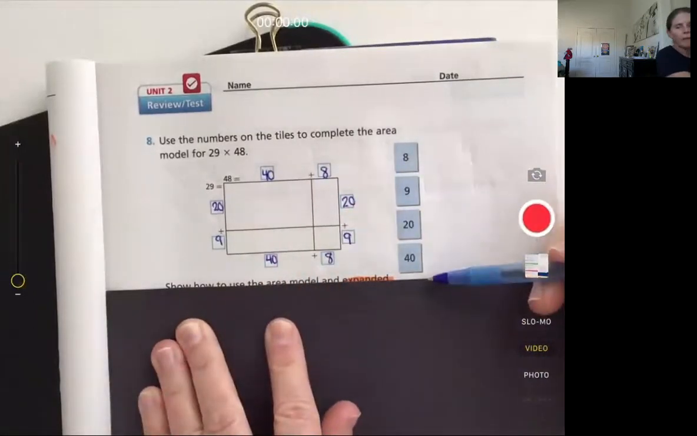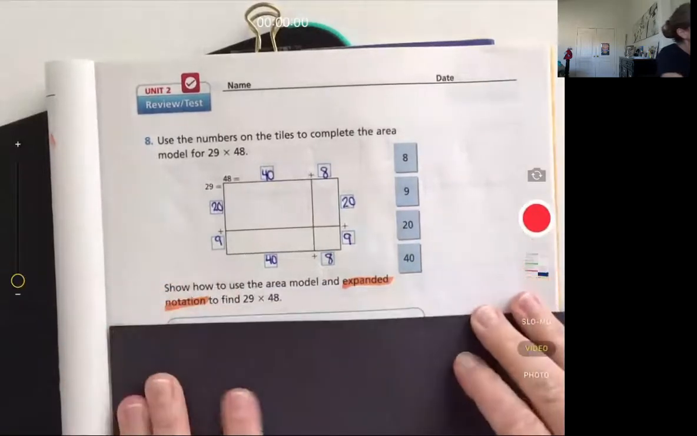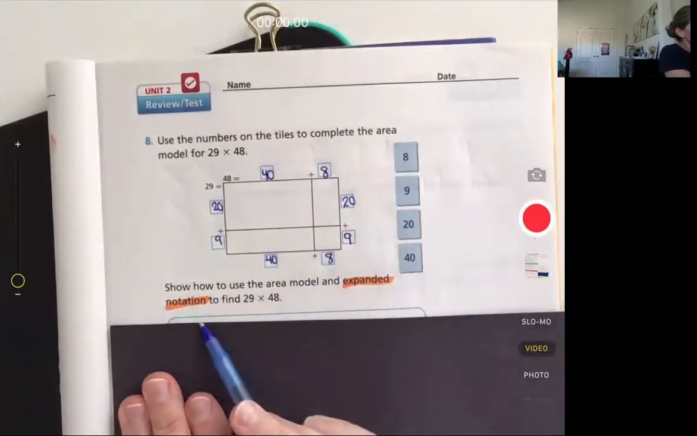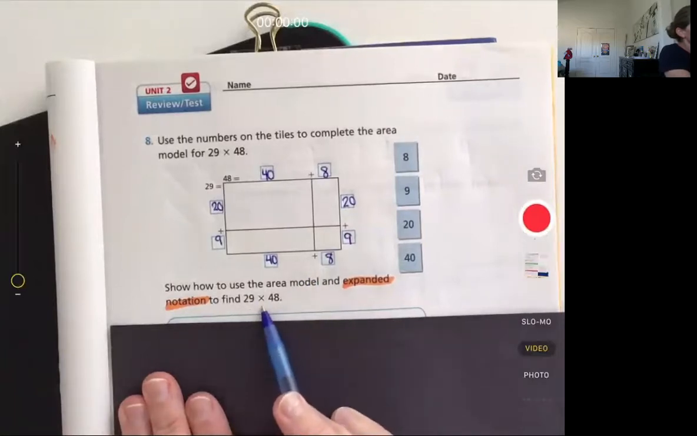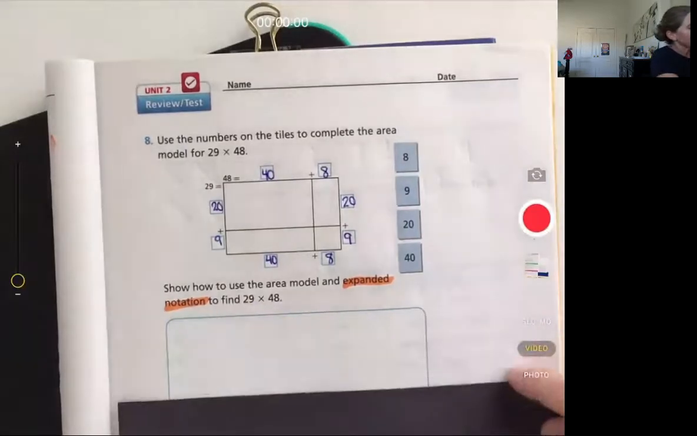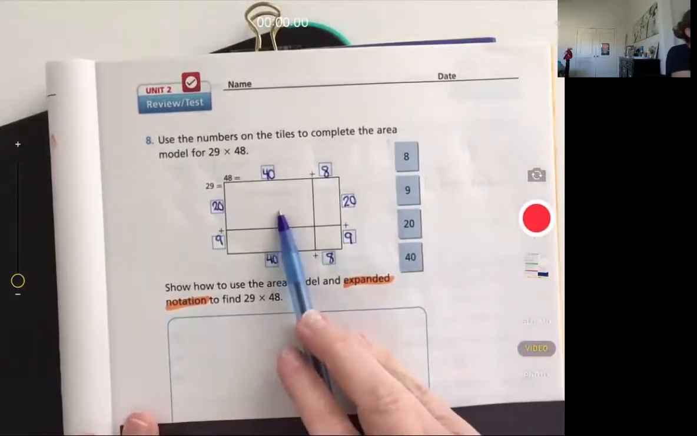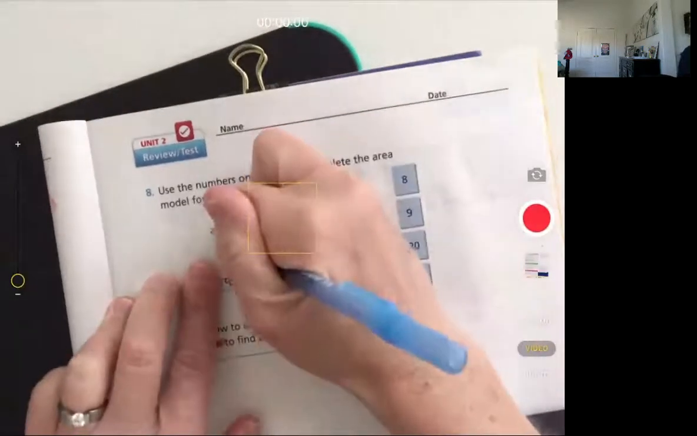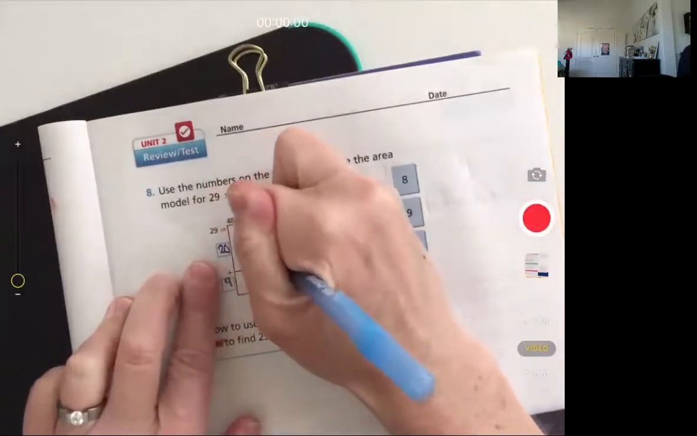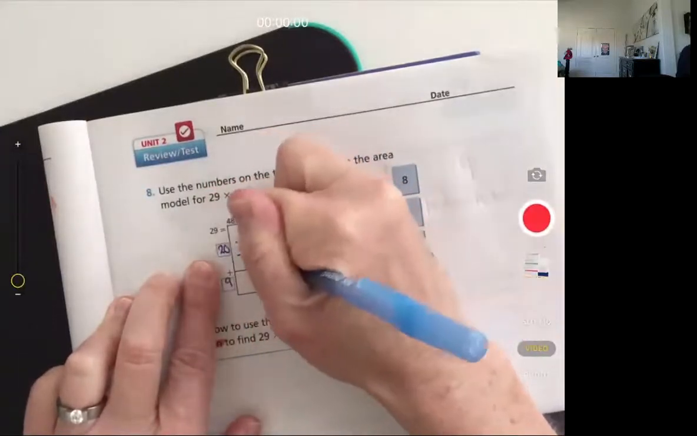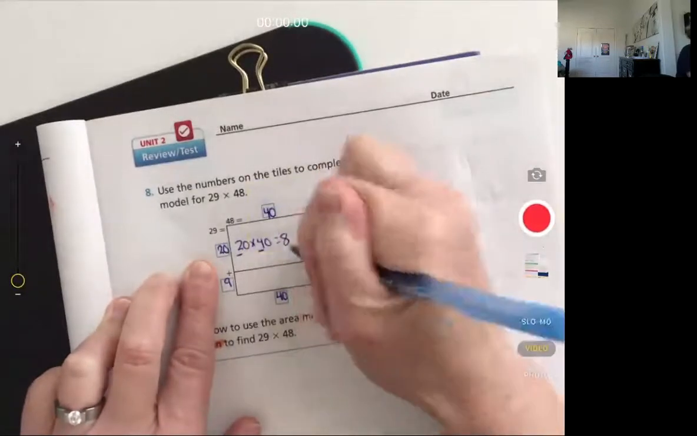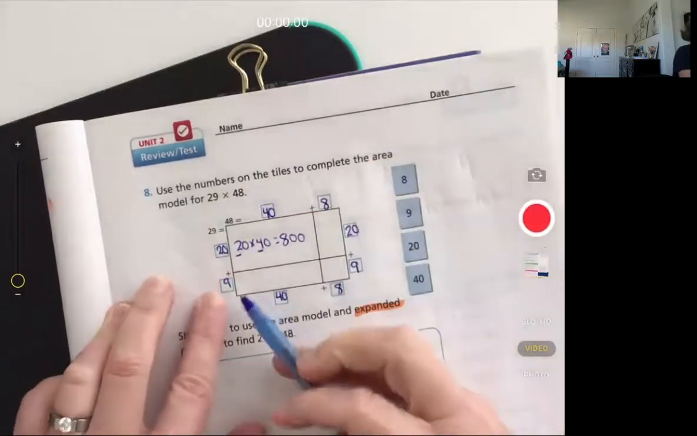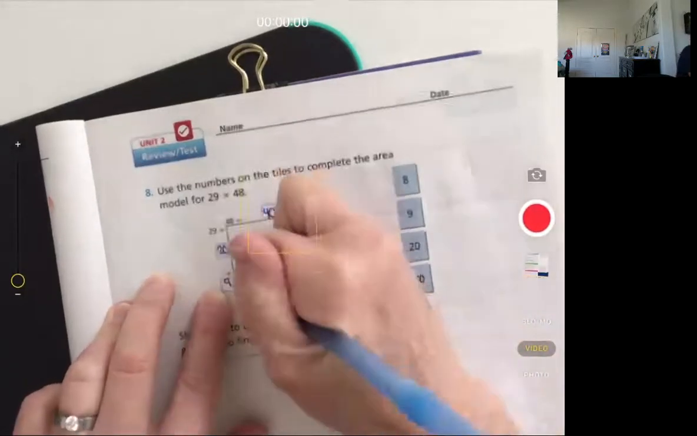Okay, so 40 plus 8, that makes 48. We've used all of these numbers. Okay, so now you've plugged it in. Now show how to use the area model and expanded notation to find 29 times 48. So I'm going to probably use this space up here. I'm going to do my partial products. 20 times 40. So 2 and 4, that's 8 plus the 2 zeros for the 10, so that's 800. Then I'm going to do 9 times 40.